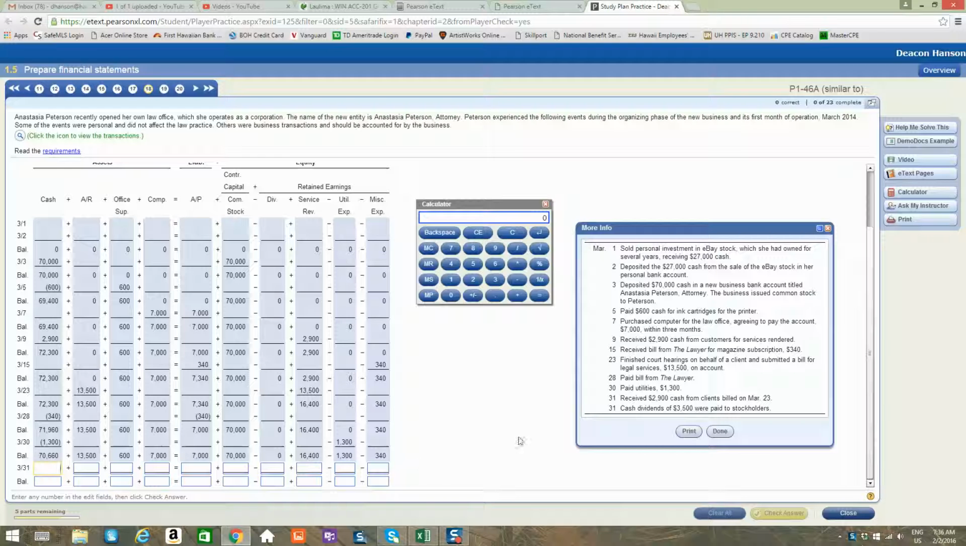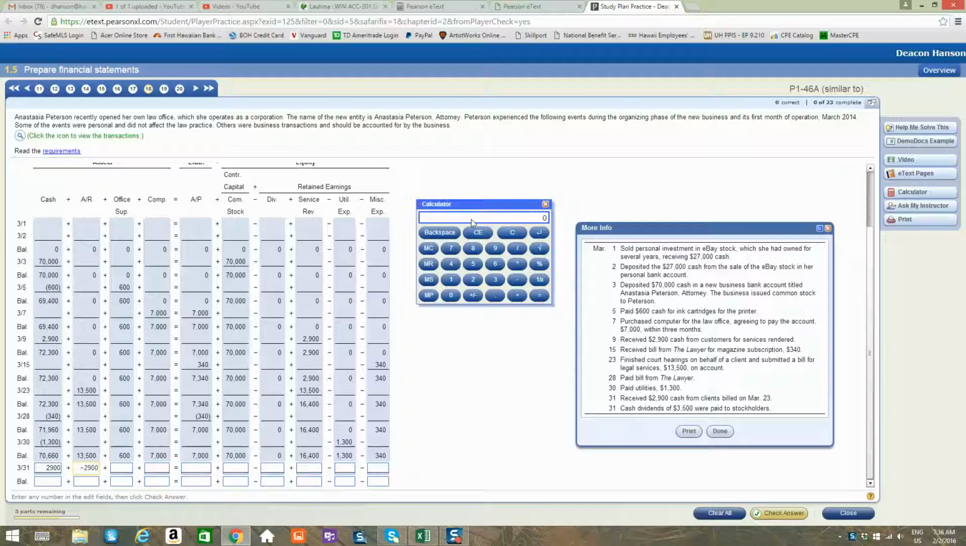Okay, now it says receive $2,900 cash from clients billed on March 23rd. So if you look back here on March 23rd, when you billed the clients, we billed them $13,500. Well, $2,900 has been received as cash. So that's an increase to cash, $2,900. But at the same time, it's a decrease to what the company has due to it. So I'll make a negative here under accounts receivable. Okay, that's an offset. So you don't have to do anything on the other side of the equation.